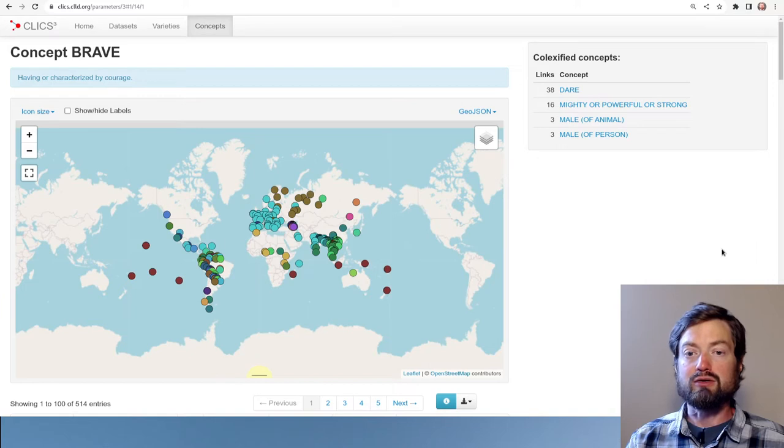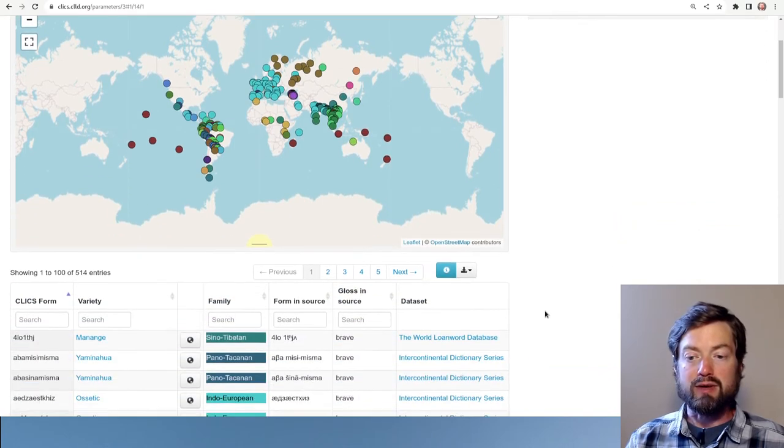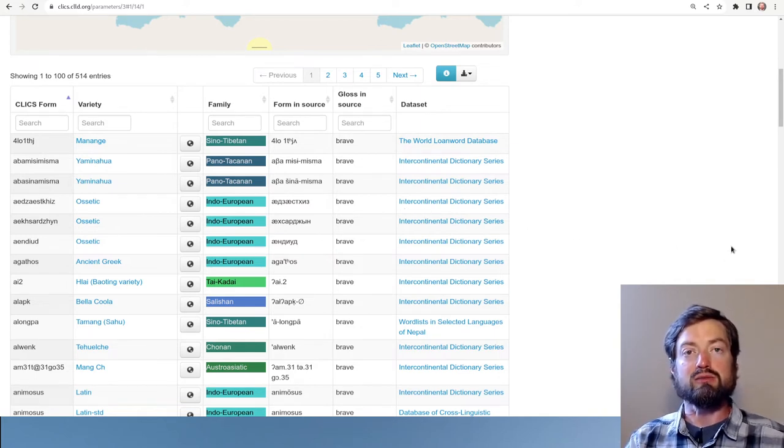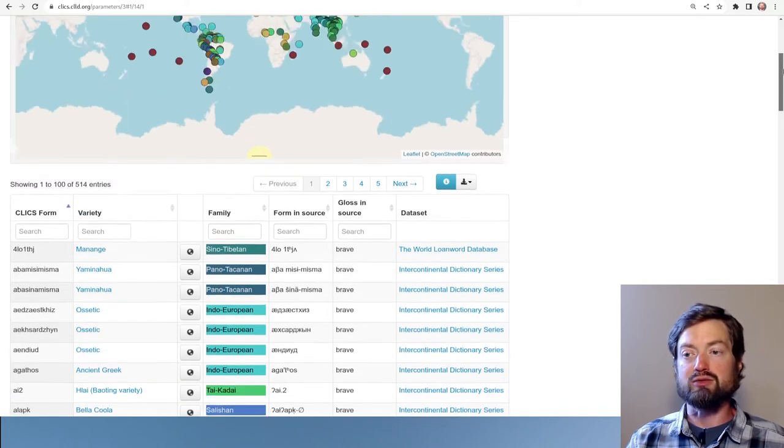Here we see the map of the word brave, and you can see all the different forms that this word takes in each of the different languages. This is more the raw data, a database combining dictionaries from all these different languages and showing how these words show up, really getting into the details. Here's the form of the word. And really quite a rainbow of different languages here.